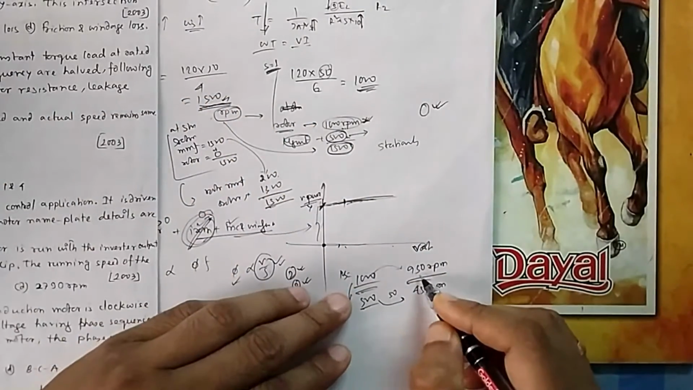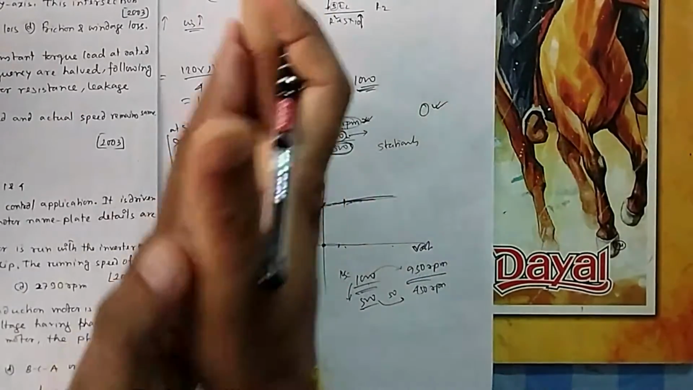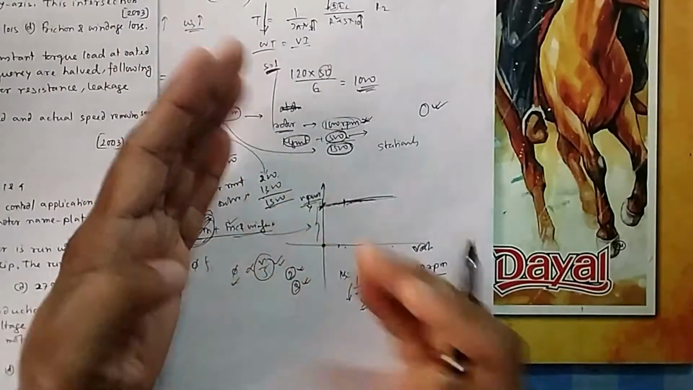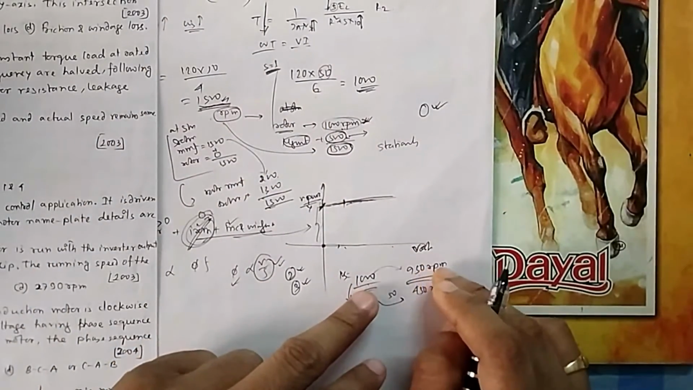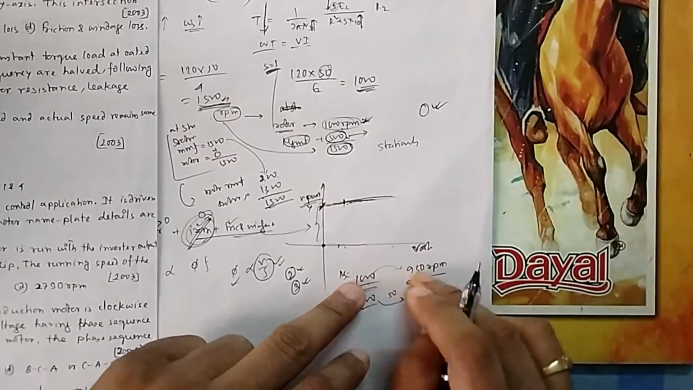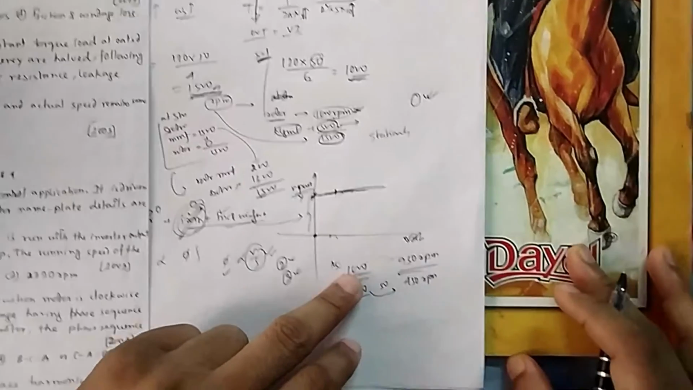So what is left? It is not rotating. One is rotating at 1000 and the other is rotating at 950. So if you think this is at 0, then it is at 50. It is cutting the flux at 50 rpm, because it is rotating 50 rpm faster.